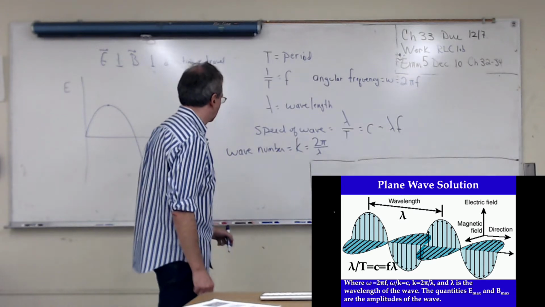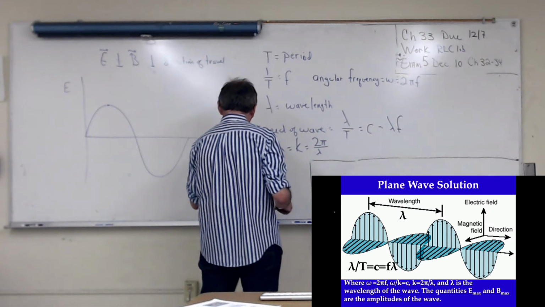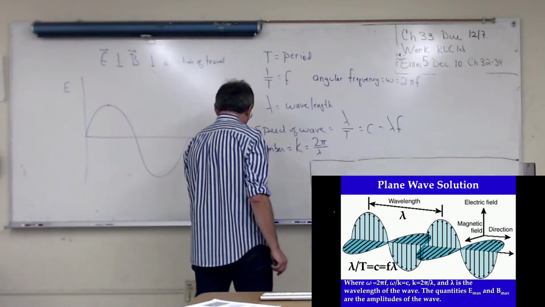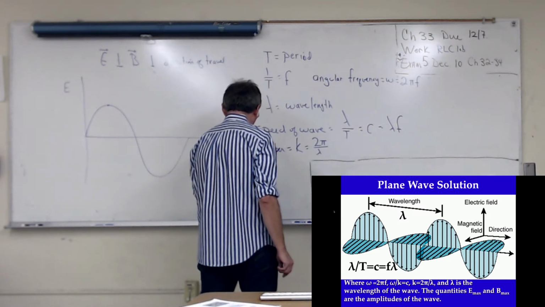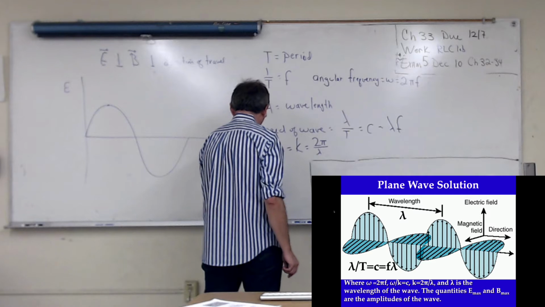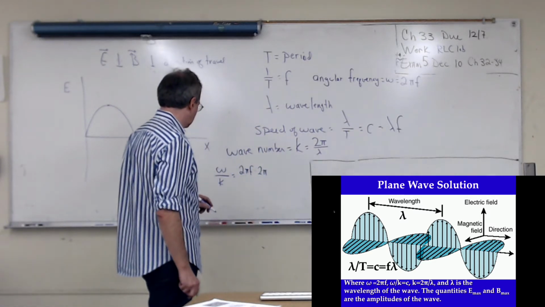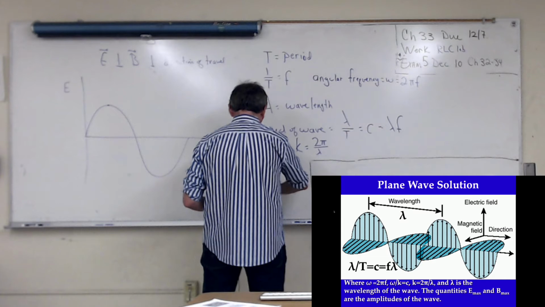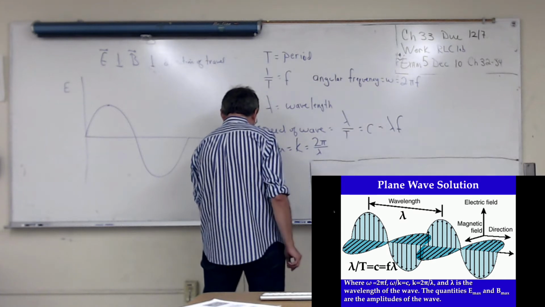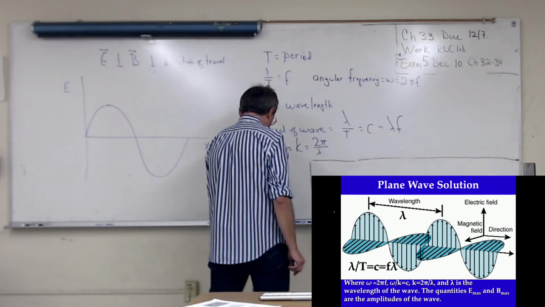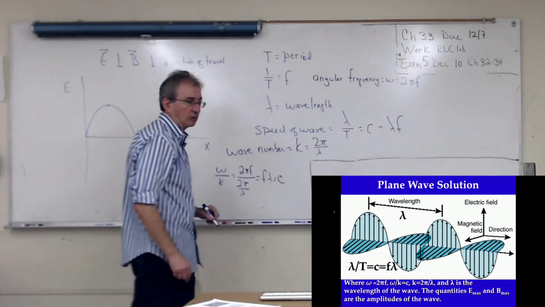Now if we take omega over k, which is 2 pi f divided by 2 pi over lambda, you get f lambda, which is the speed of the wave.